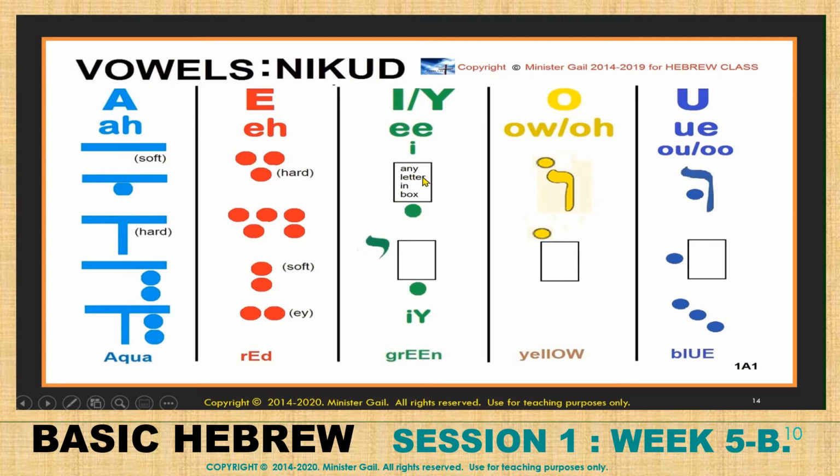So when you have any letter in the box with a dot underneath, it will have an I in the word and pronounced as E. The yod with the dot is always I, Y, still pronounced E, like Elohim. So it can be spelled H-I-M or H-I-Y-M. Both are correct, pronounced Elohim. Sounds like E, green. The dot above is an O sound, like yellow and shalom. Any letter with a dot above it will have an O in the word.